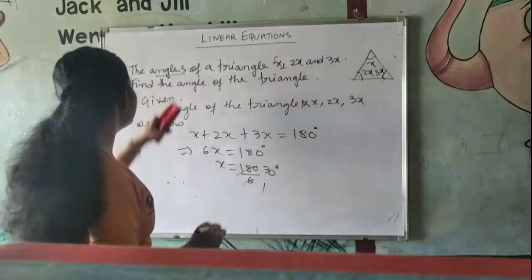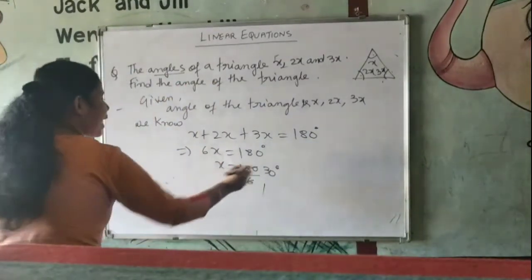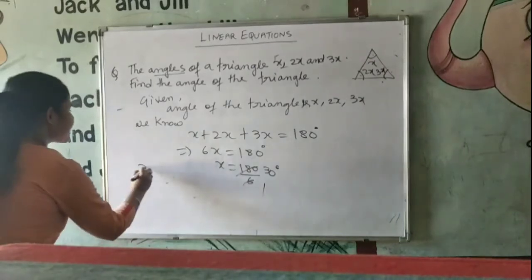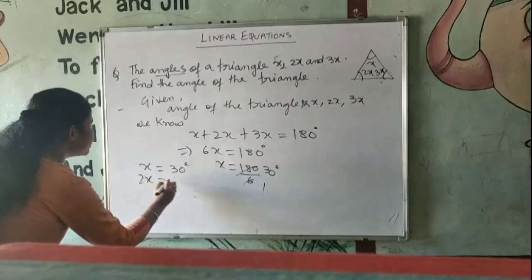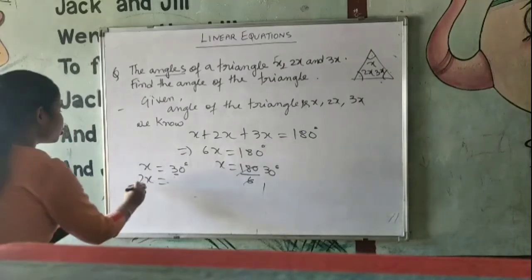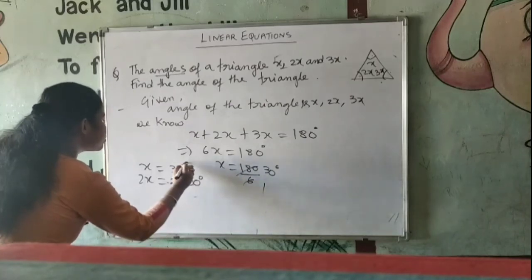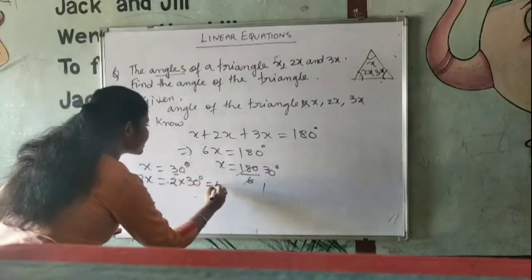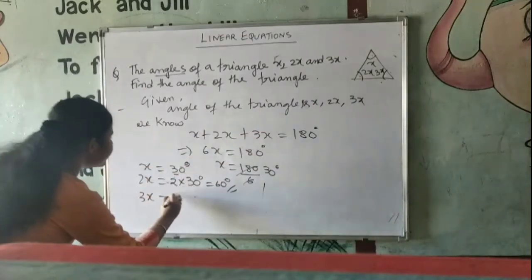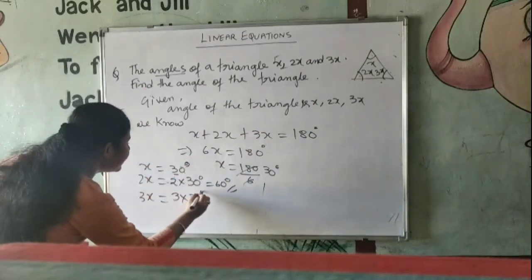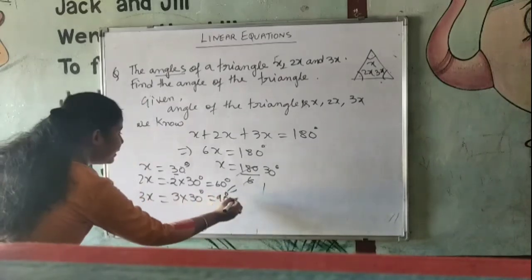Therefore what we will find? You are asked to find the angles of a triangle. You have got the value of x is equal to 30. Therefore twice x will be how much? Twice x means 2 will be multiplied with 30 degrees. So 2 3s are 60 degrees. Now 3x will become how much? 3 into 30 degrees. Therefore 3 3s are 90 degrees.